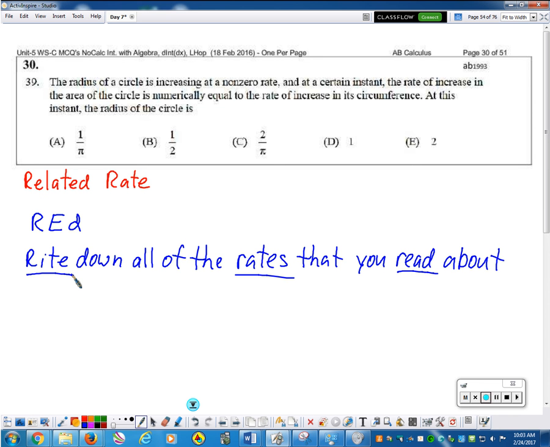So anyway, write down all the rates that you read about. The suggestion in first period was that since you don't spell right with an R, that they put a little apostrophe here to indicate the missing W. But anyway, it's up to you.